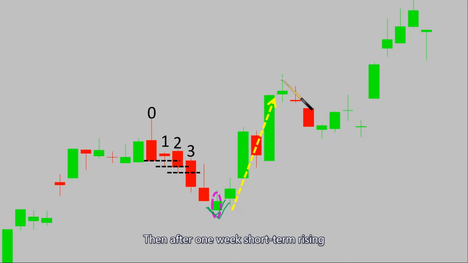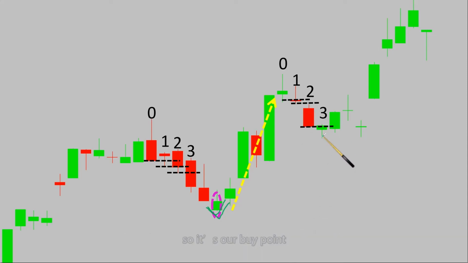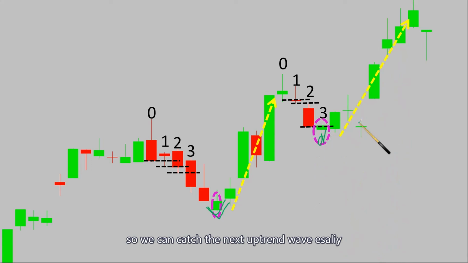Then after 1 week of short-term rising, price pulls back again. So we can use the same method to find 0 first, then count 1, 2, 3. This time we can see candle 3 is a yang candle, so it is our buy point. Then we can just get in directly, which is also the starting point of the short-term uptrend wave. So we can catch the next uptrend wave easily.